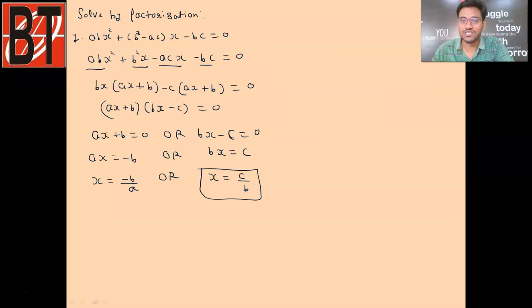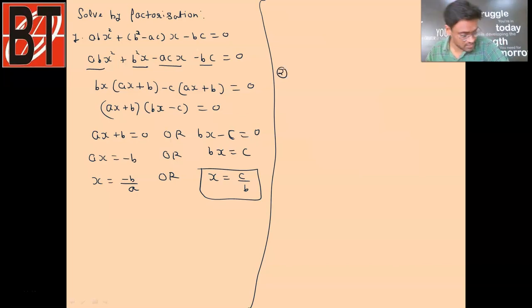Let's take more questions. See students, let's take another one. Question number 2. Suppose the question is in this way: a square b square x square, plus b square x, minus a square x, minus 1 is equal to 0.